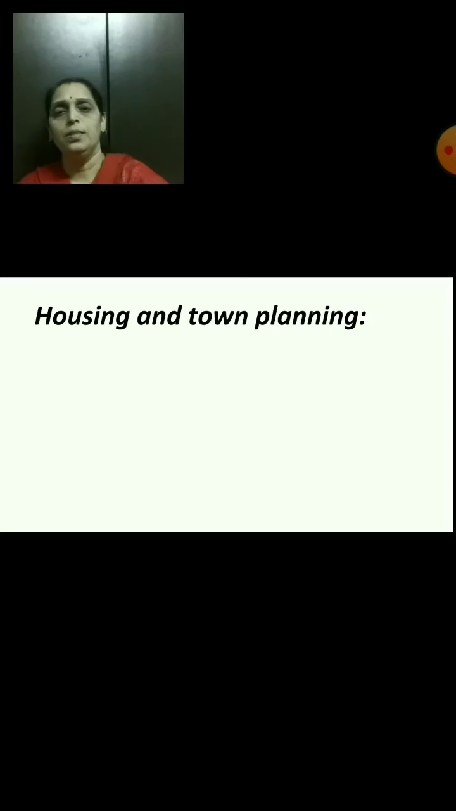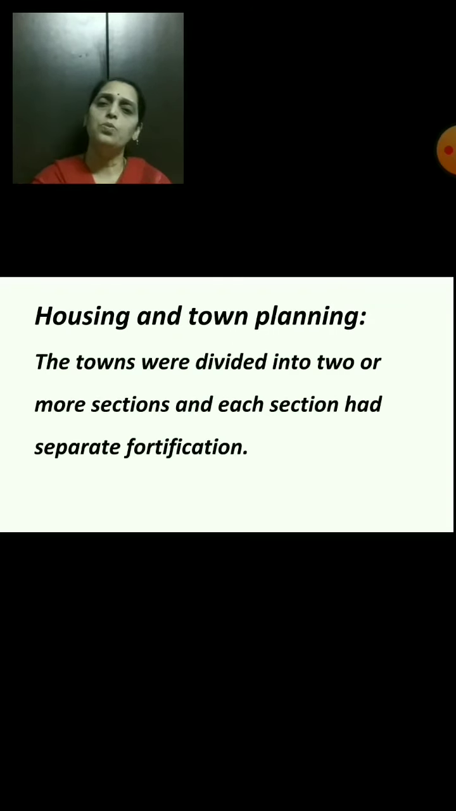Next point. The towns were divided into two or more sections and each section had separate fortification. Now what is fortification? Fortification means walls were built especially in those days to protect a place against attack. So that is known as fortification.